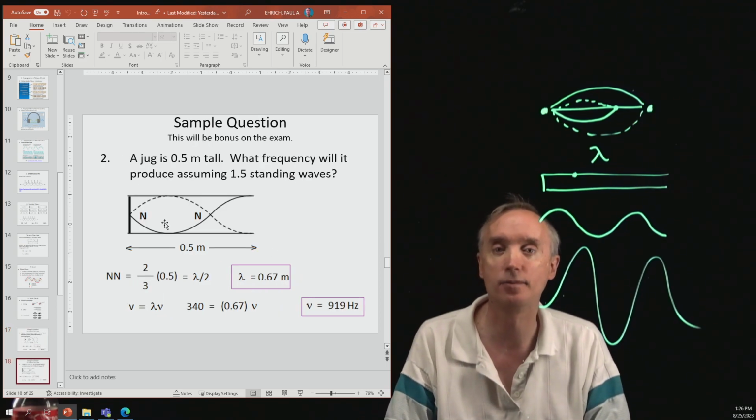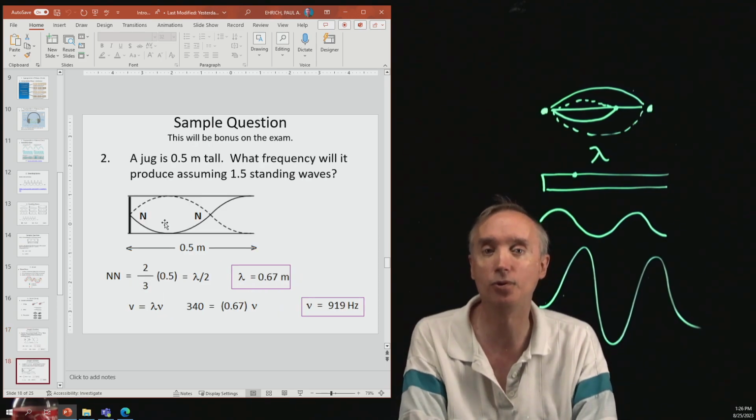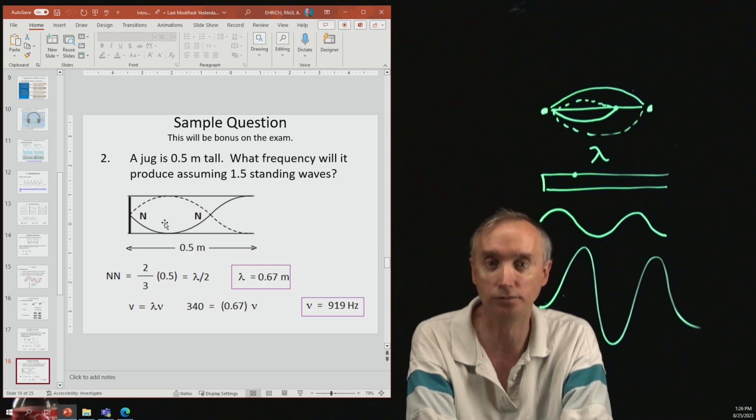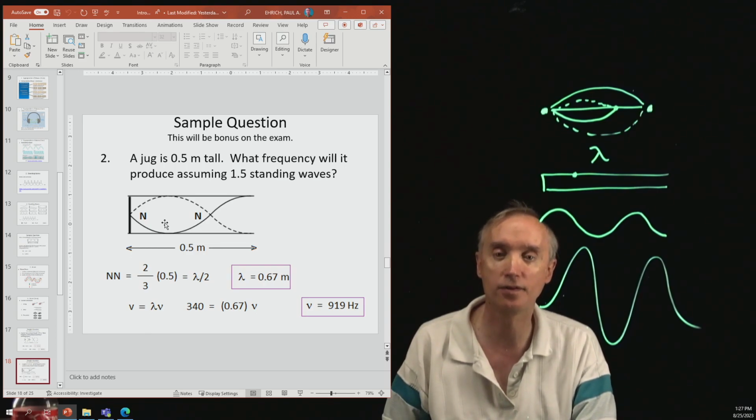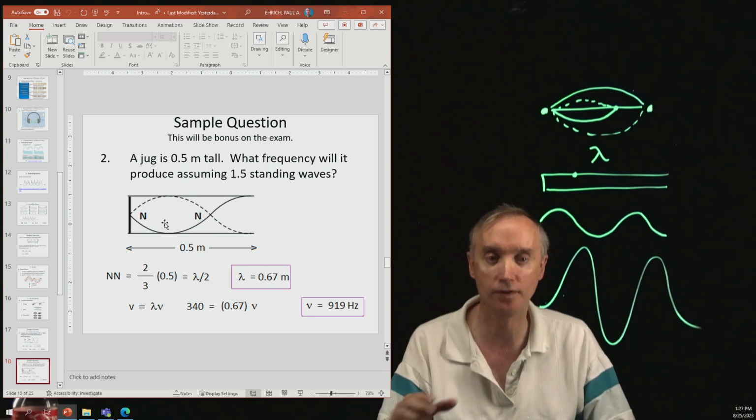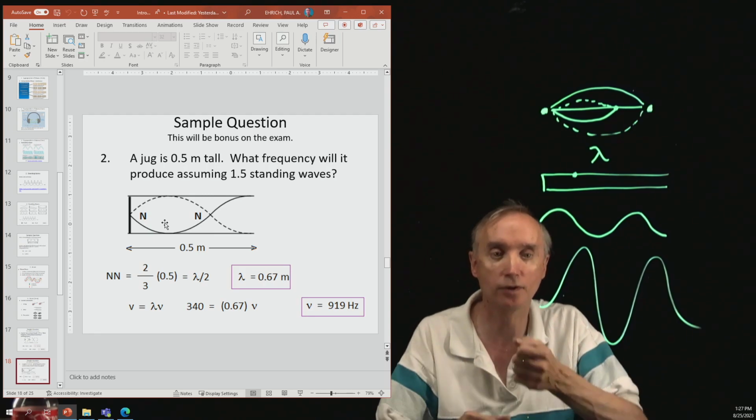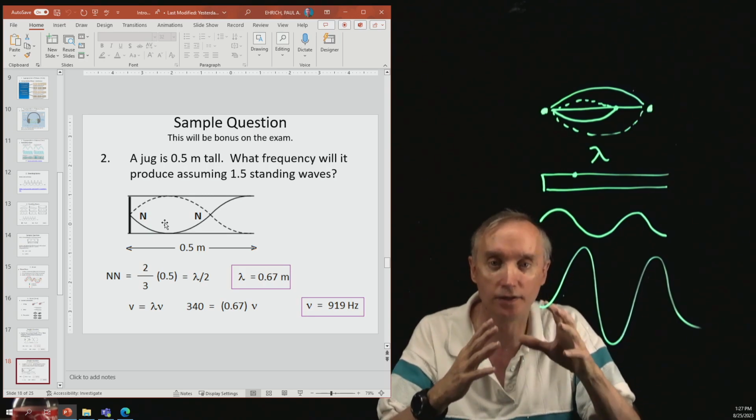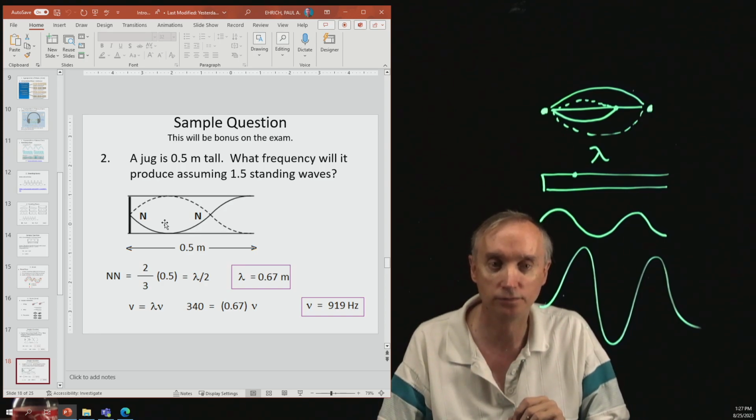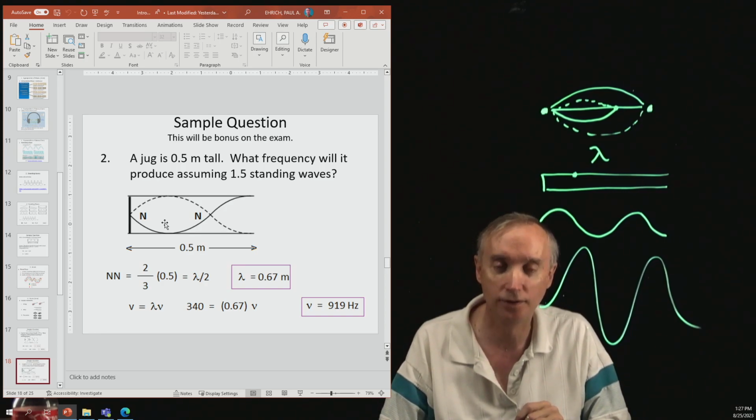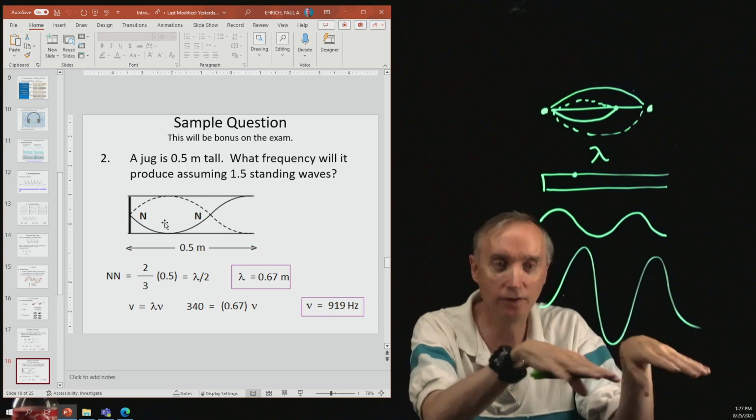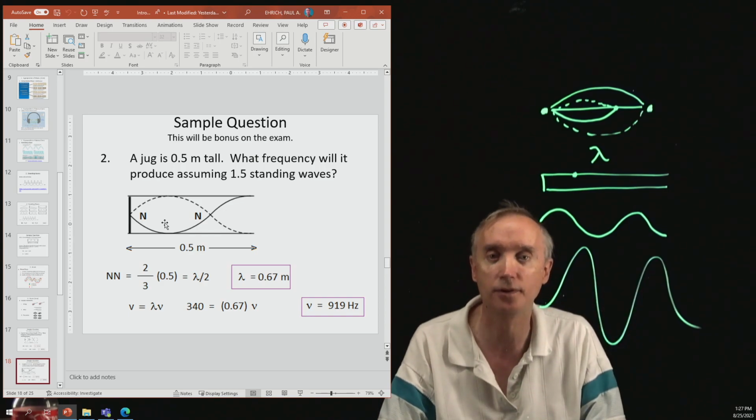Okay, here's another example. A jug is 0.5 meters tall. You've seen on the Beverly Hillbillies or something where they've got this jug of moonshine and they're blowing across the top of it and it's making a certain frequency. You know what I'm talking about? Go to Google Beverly Hillbillies. You'll see what I mean here.